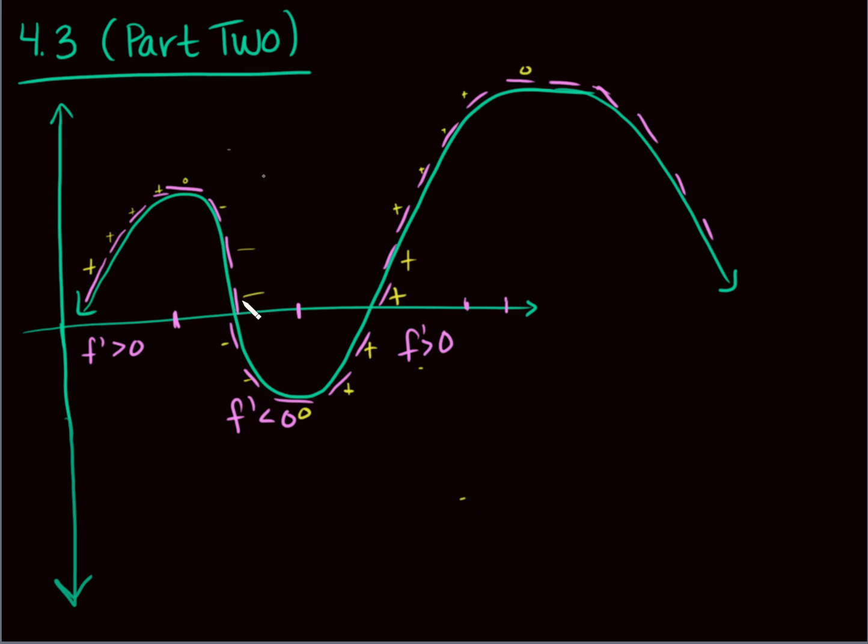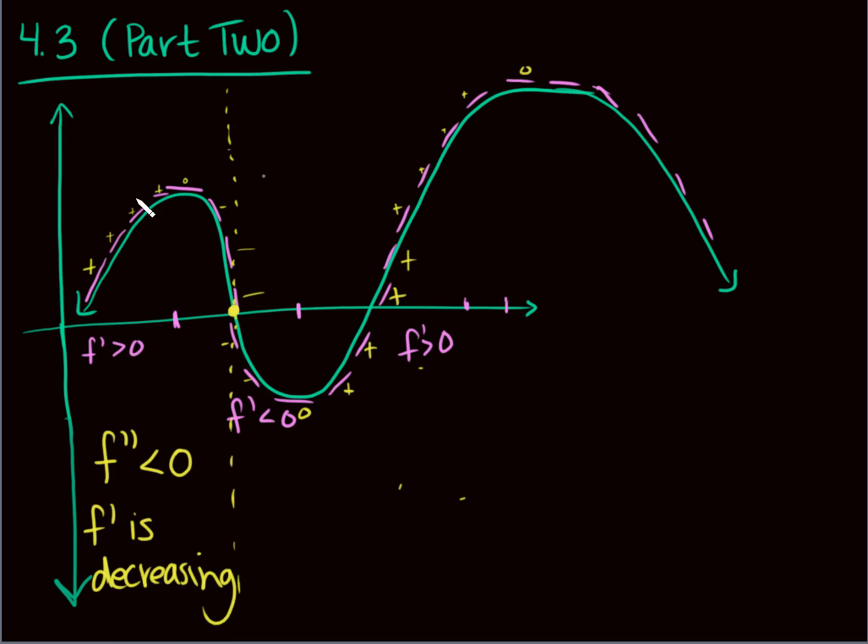From anywhere over here until maybe right about here, what do you notice about the slopes of those tangent lines? They are decreasing. They were pretty steep. They're not getting as steep. They're going to 0, and then we're actually getting negative. So in this part of the graph right here, we would expect our second derivative to be less than 0. Why is that? Because f prime is decreasing. If the slope of my tangent lines is getting smaller, if they're decreasing, that tells me my second derivative is negative.